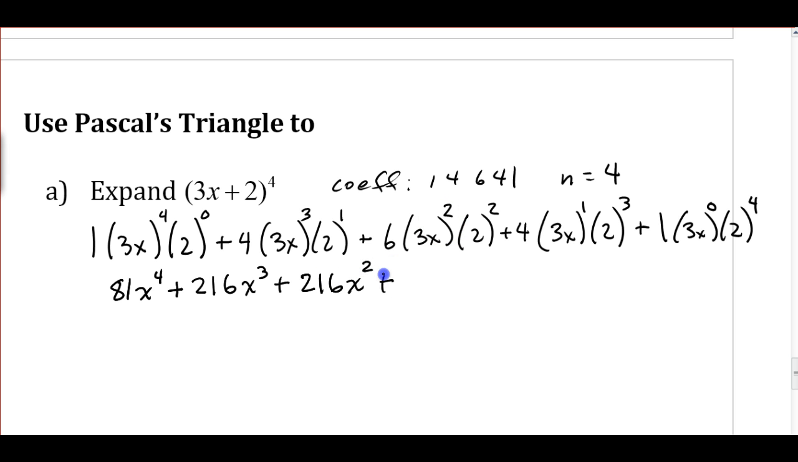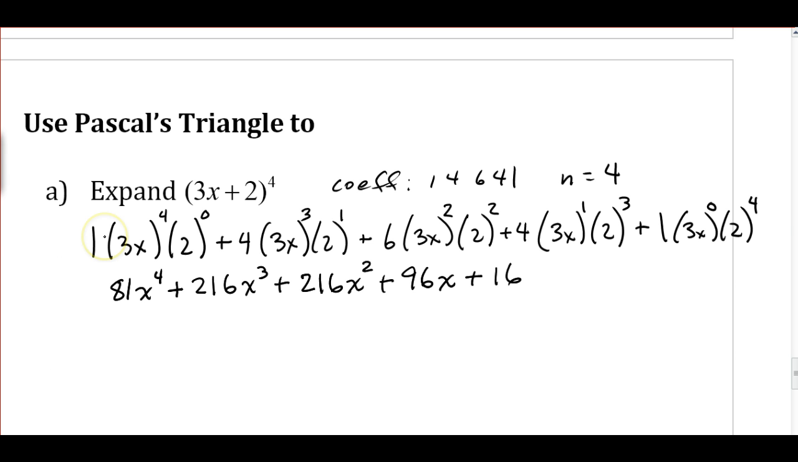And then I have 4 times 3 times 2 cubed, which is 8. So that's going to be 96. And there we just have an x. And then lastly, I have 1 times 3x to the 0, which is just 1, and then 2 to the 4th, which is 16.